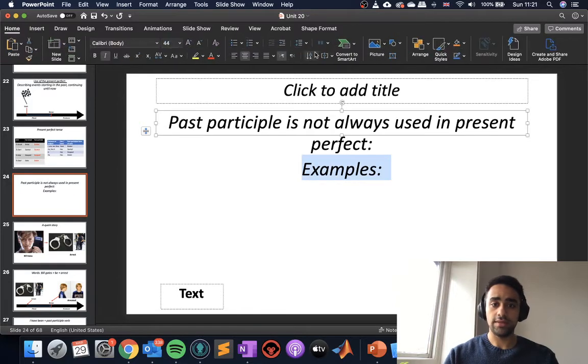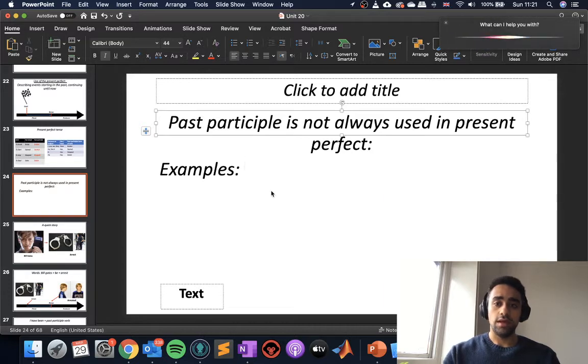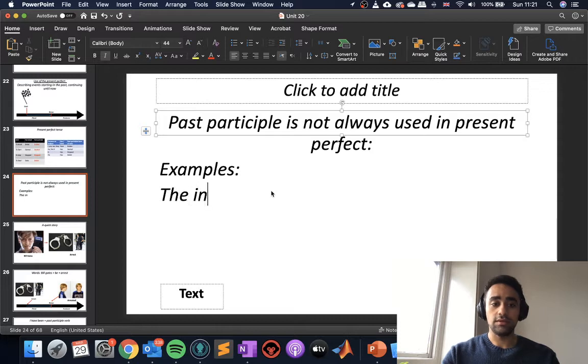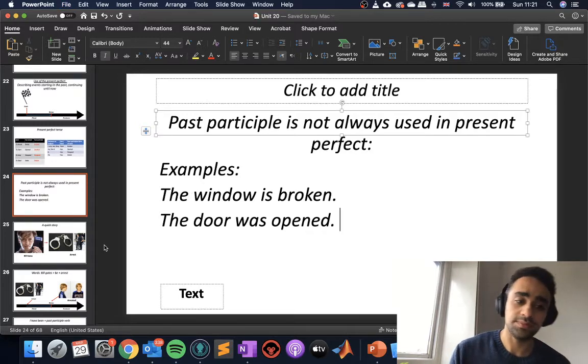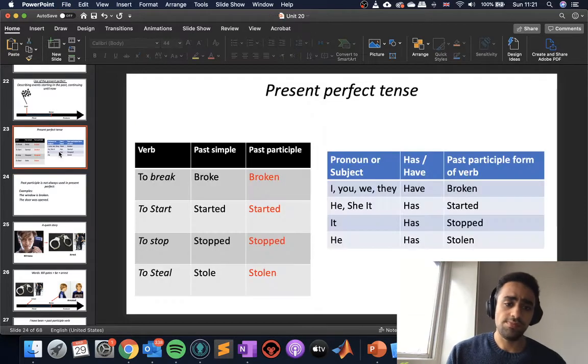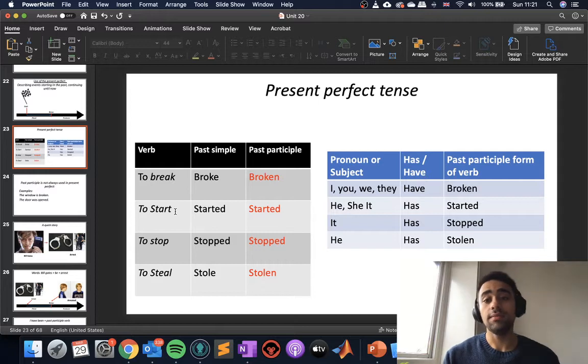Then we have, let's say, our example: the window is broken, or the door was opened. So yeah, it's not always the case. So I'll go back to my present perfect. And again, if you have any questions or if that answer was not clear, please ask.